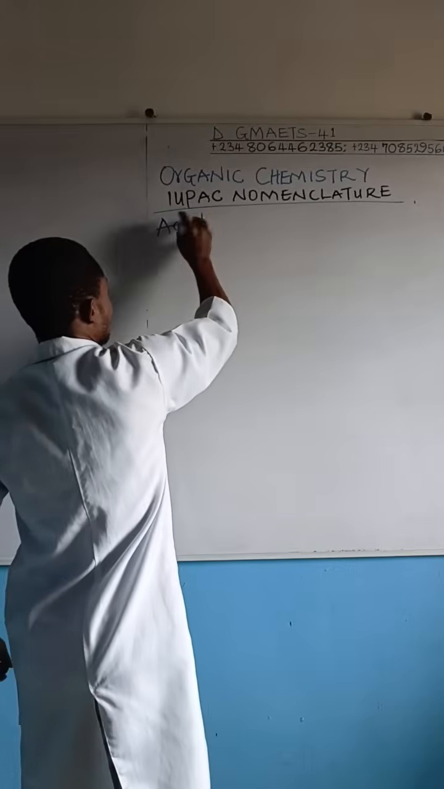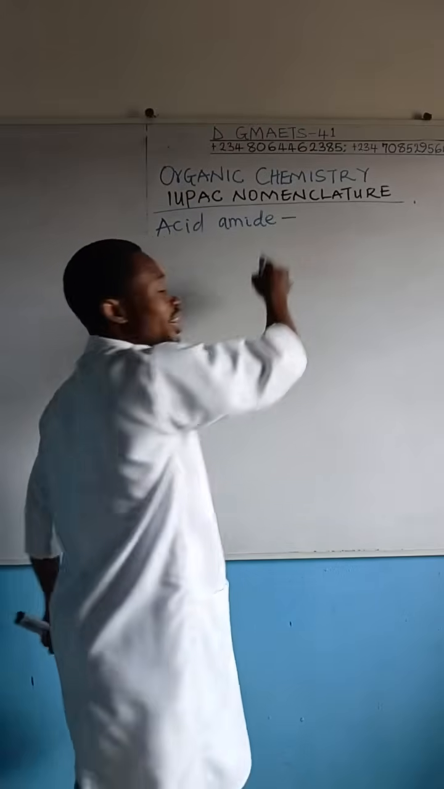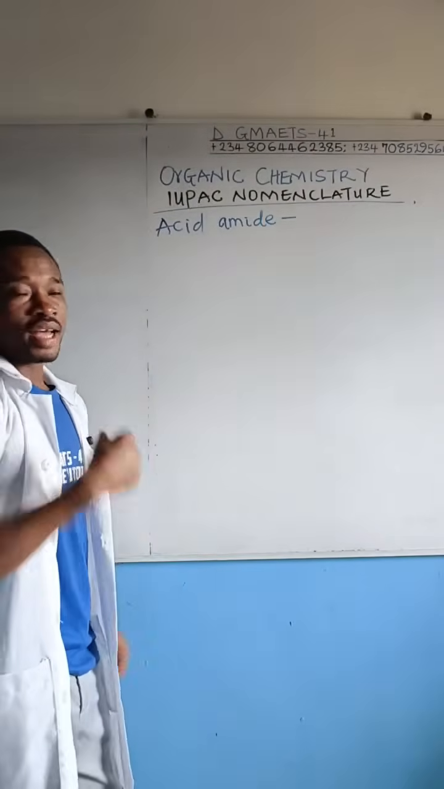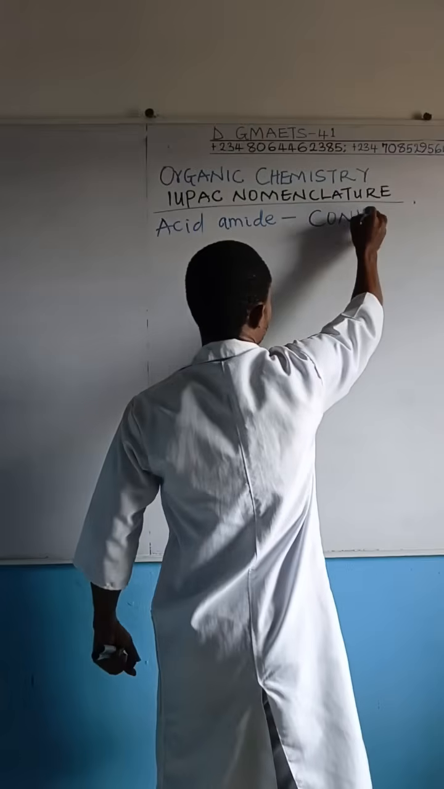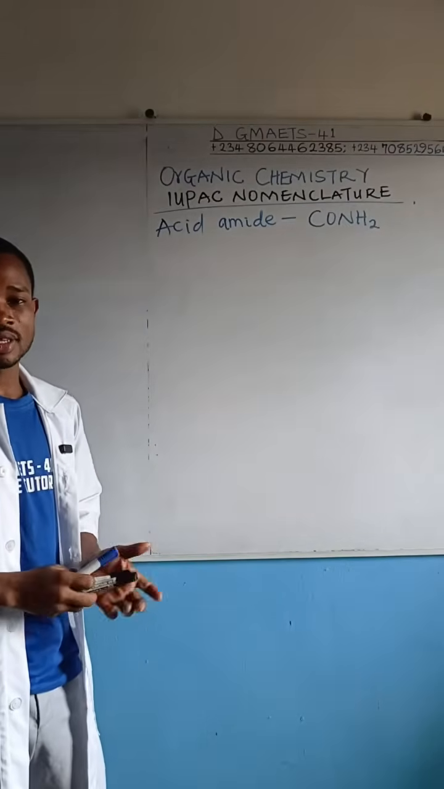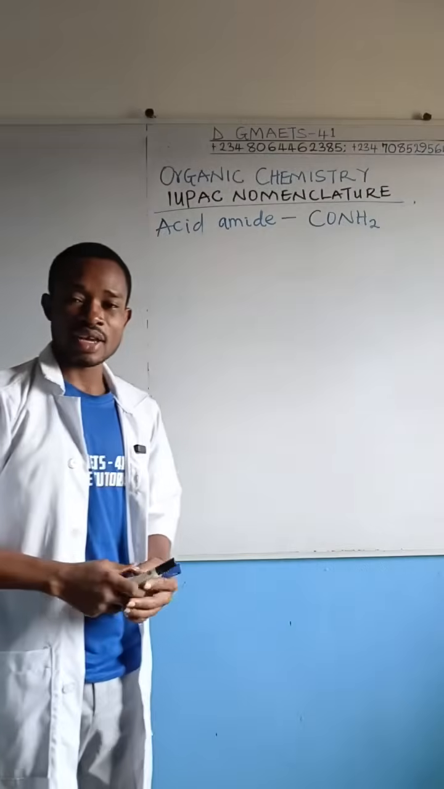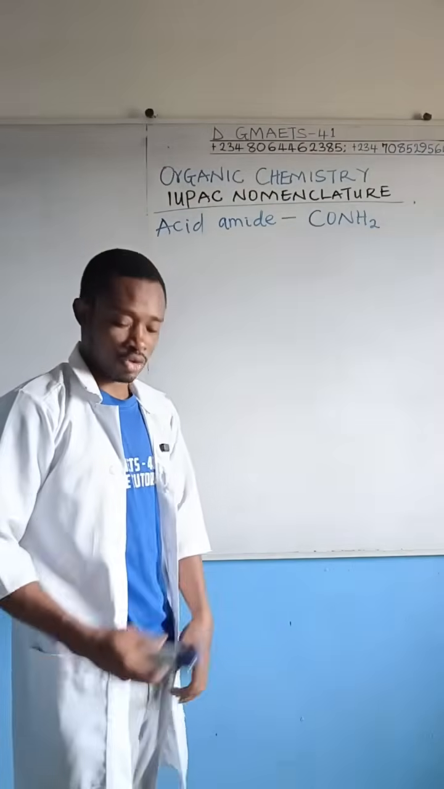Acid amide is another derivative of alkanoic acid. That's the third derivative of alkanoic acid. The functional group is CONH2. So once you say this, you know that you are dealing with acid amide. And this is the terminal functional group, like I've listed for you already.